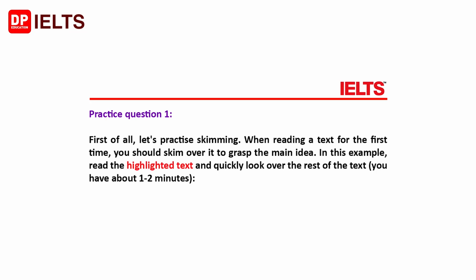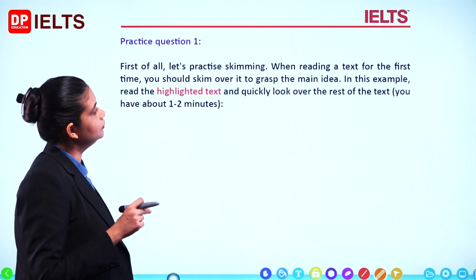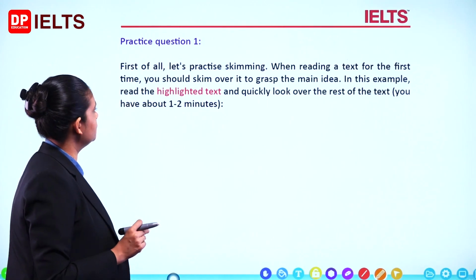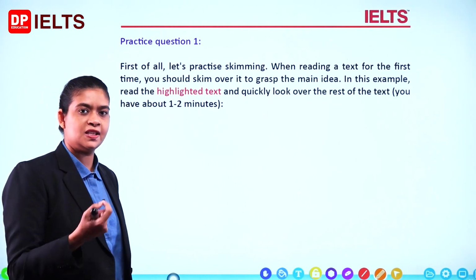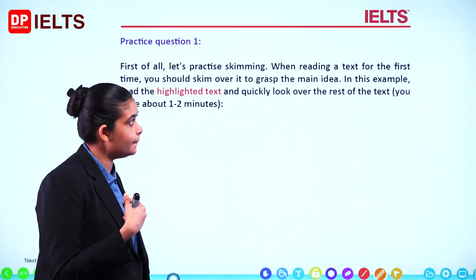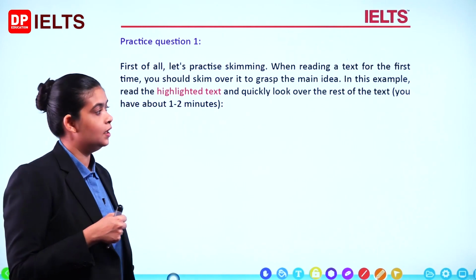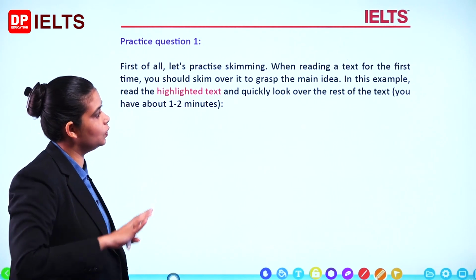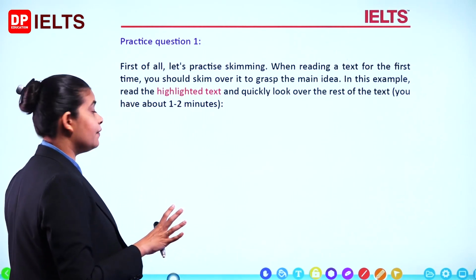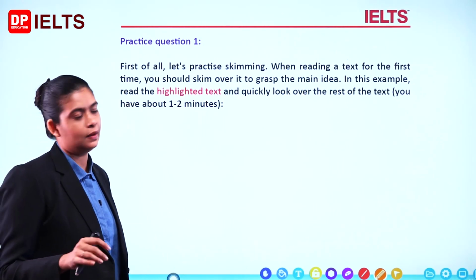Practice question 1. First of all, let's practice skimming. When reading a text for the first time, you should skim over it to grasp. Grasp means to gain the main idea. In this example, read the highlighted text and quickly look over the rest of the text. You have about 1 to 2 minutes. Okay.